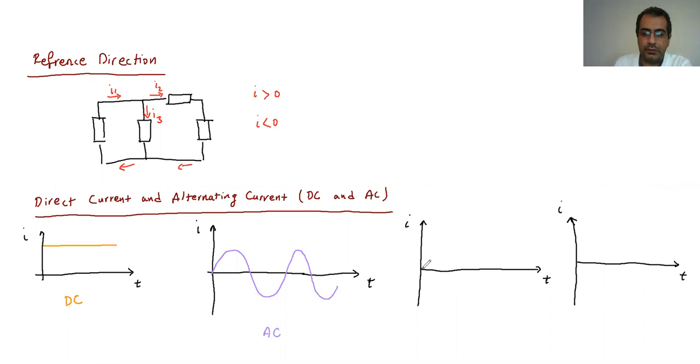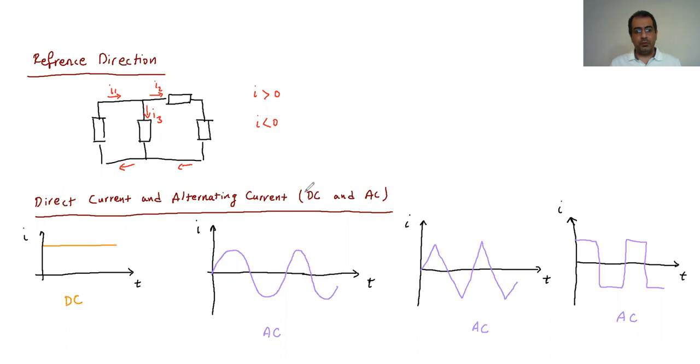If the current I have is going like that, it is still alternating because it's changing its direction. It's going positive, negative, positive, negative. If it goes like this, it's still alternating because it's going positive, negative, positive, negative. So these two are also AC. Anytime it goes positive, negative, regardless of what shape it has, it's in alternating format. Otherwise, if it always stays on one side and doesn't change its positive or negative sign, it's going to be DC, or direct current.